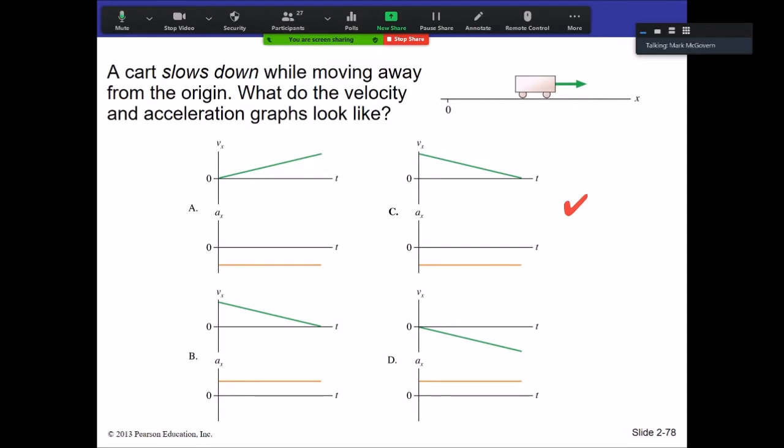However, I'm always trying to work with the velocity graphs. And if I need to go to the acceleration or any other graphs, I do. But velocities tend to be a little easier to work with, a little more meaningful.